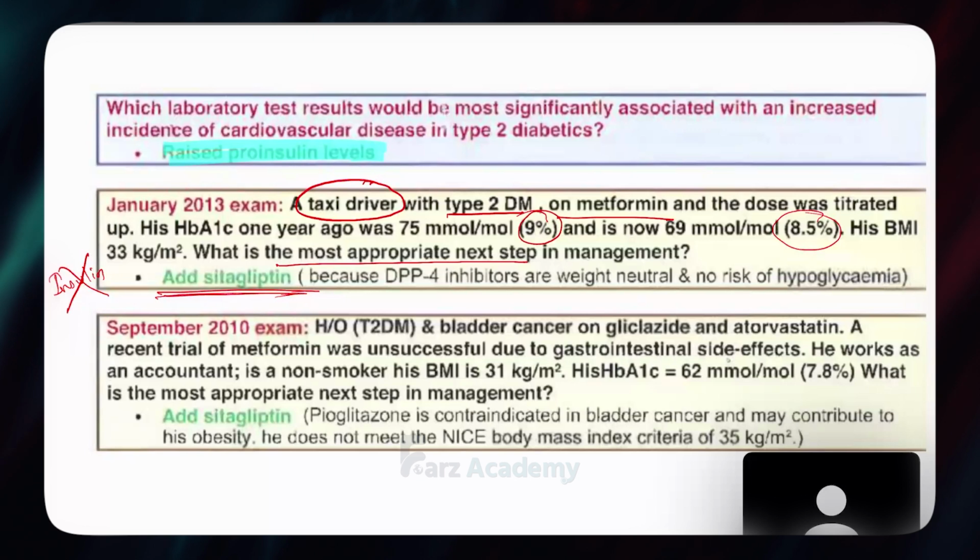Among the drugs also, pioglitazone is contraindicated in bladder cancer. So if this patient had a history of bladder cancer, you cannot use this glitazone. So again, you need to use gliptins.